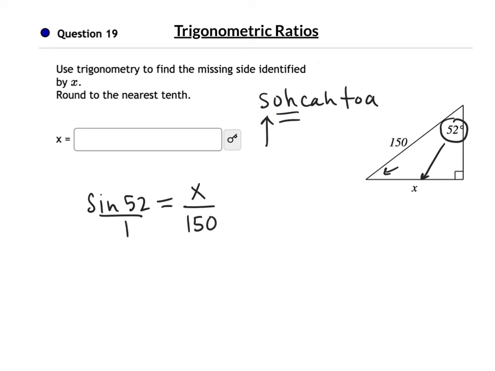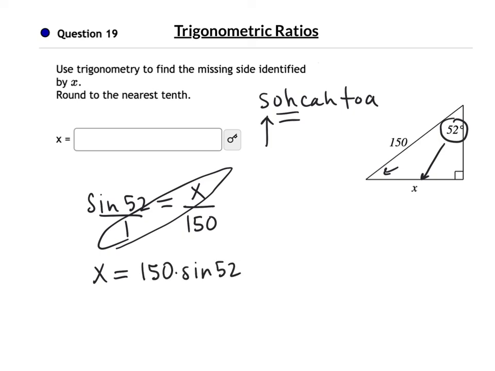We'll put this over 1, and we'll cross multiply. X times 1 is x. 150 times the sine of 52. Put this in the calculator. Make sure you're in degrees. The answer is 118.2.